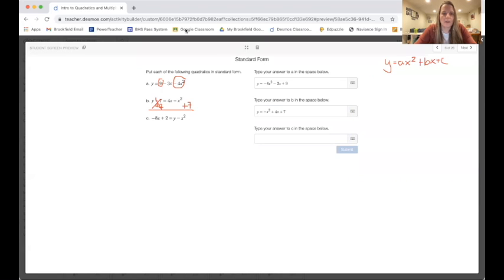And then same with part C. There's a couple of ways you could do part C, but honestly the easiest way to do it would be to add x squared to both sides. So get y by itself, add x squared, these will cancel, and you'll be left with y equals x squared minus 8x plus 2. So those are the three rearranged in standard form.